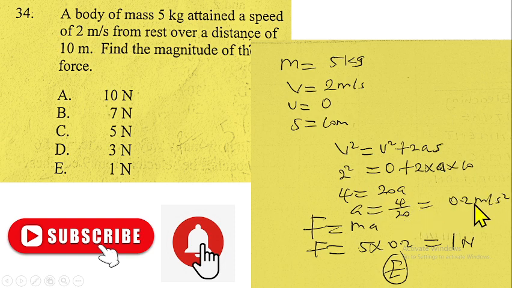Now that we know the acceleration, the question asks us to find the force. Force is equal to mass times acceleration. The mass is given as 5 kilogram, and the acceleration is 0.2. If we multiply that, that will give us 1 Newton. So the force is 1 Newton, and option E is the right option for question number 34.